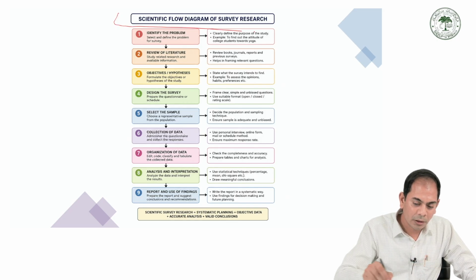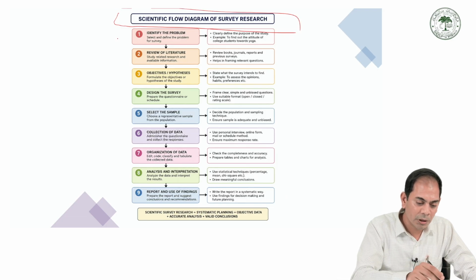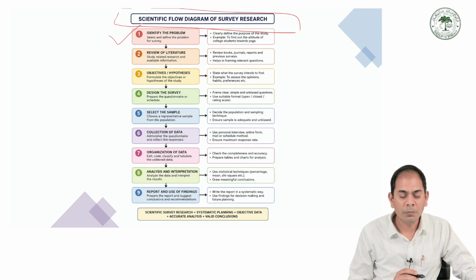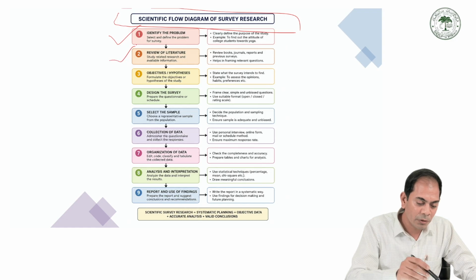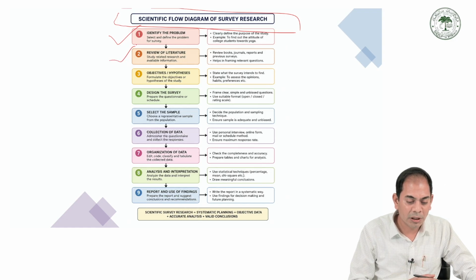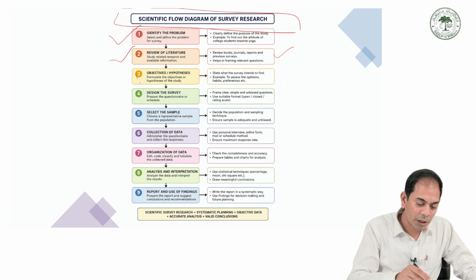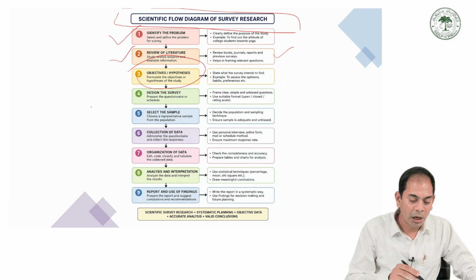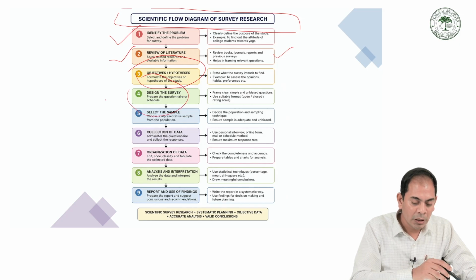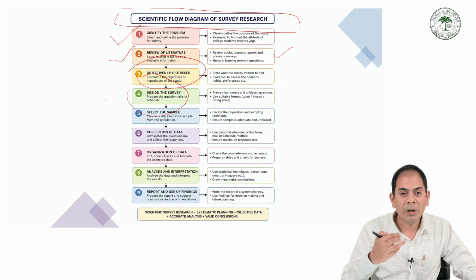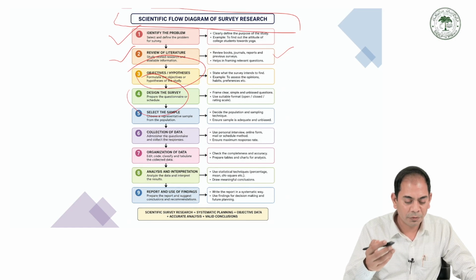How we can conduct the survey research. The first important stage is to identify the problem. Second, we go for the review of related literature. This means studying related research and available information, just like we go for the review of books, journals, reports, and previous surveys and studies. The next stage is the objective or hypothesis formulation. After the hypothesis formulation, we go for designing the survey. It means framing clear, simple, unbiased questions to collect the proper information.